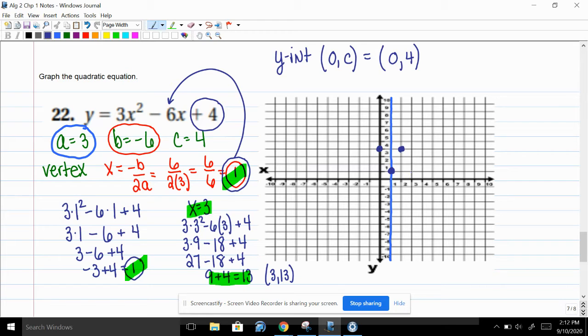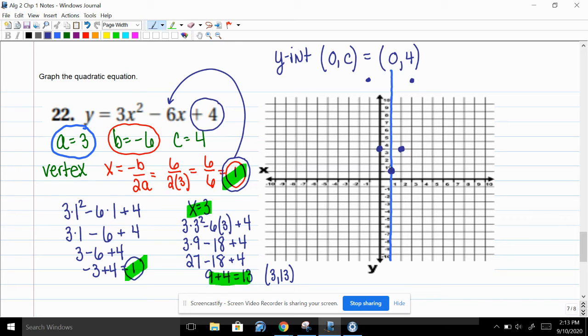1, 2, 3, 1, 2, 3, 4, 5, 6, 7, 8, 9, 10, 11, 12, 13. I had to go a little bit off my grid. Okay. If I extend that axis of symmetry up a little bit this way, and I flip that point over the axis of symmetry, it looks like it's going to be roughly right there. Obviously, this is not perfect.